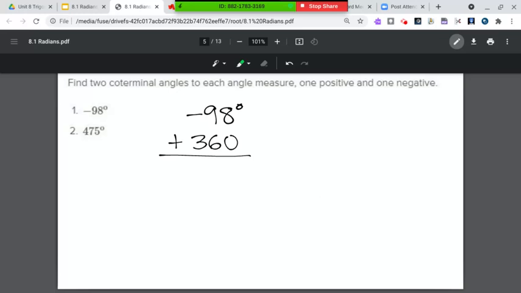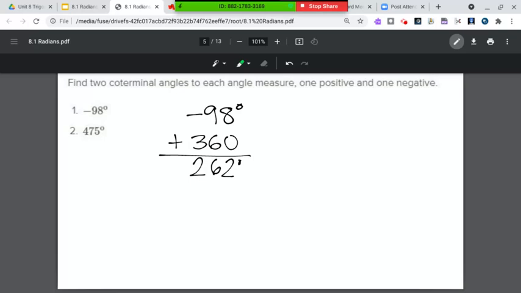Because it's a little early, I can't do the math here. Woo, good thing for Desmos. Negative 98 plus 360 is going to give us 262 degrees. So 262 lies coterminal with negative 98 degrees.